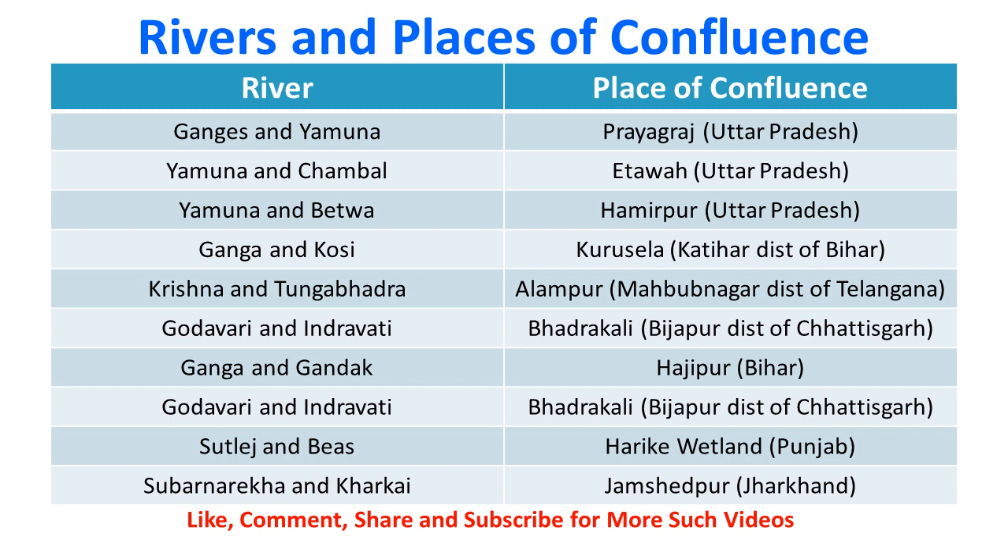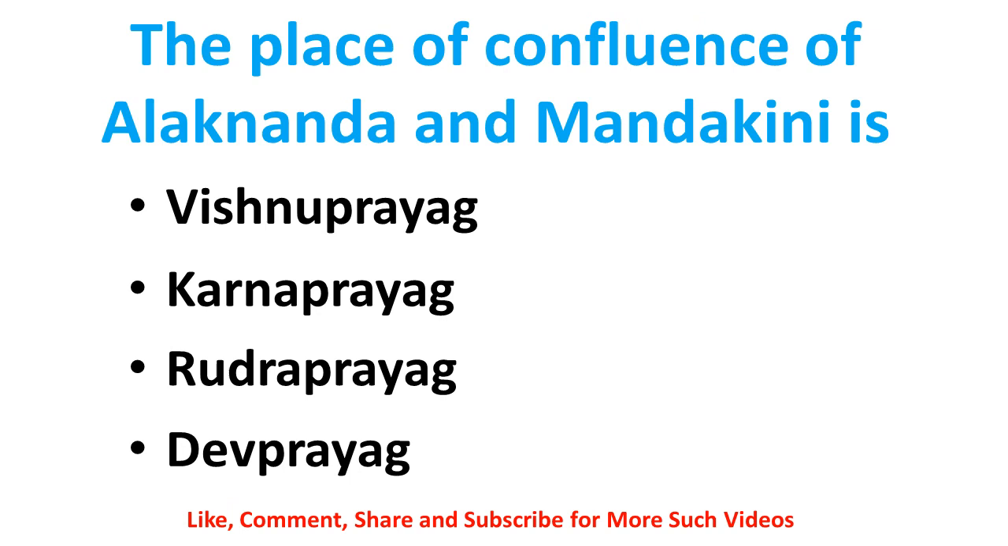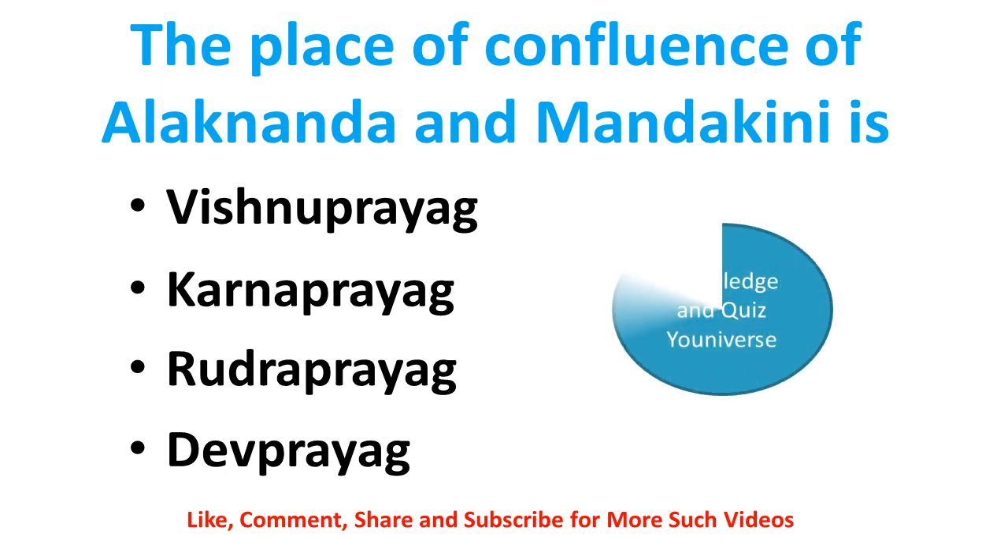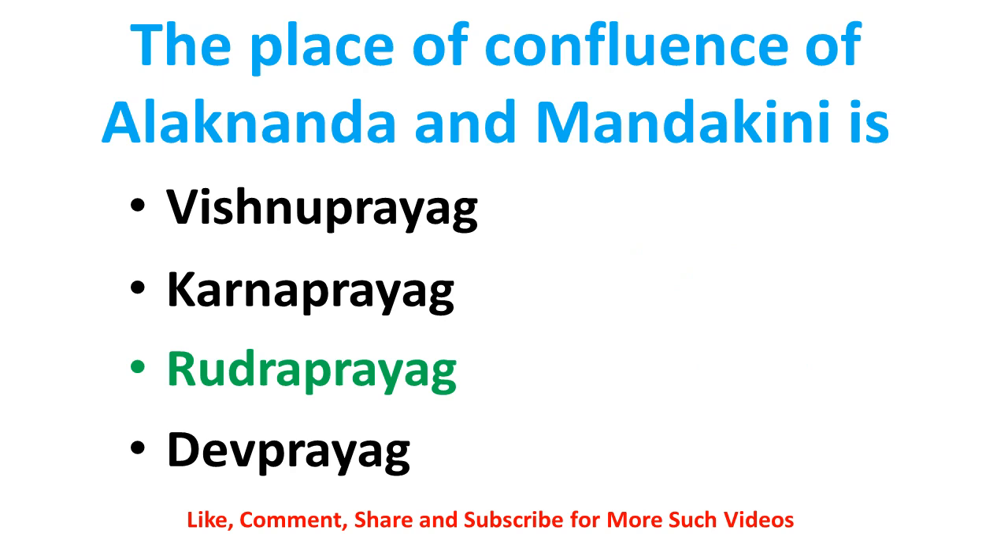So let us begin with the quiz. What kind of questions, how they can ask those questions. Okay, so we have some 5 to 6 questions just for practice. So let us go to the first question. The place of confluence of Alaknanda and Mandakini is Vishnuprayag, Karnaprayag, Rudraprayag or Devprayag. The correct answer is Rudraprayag.